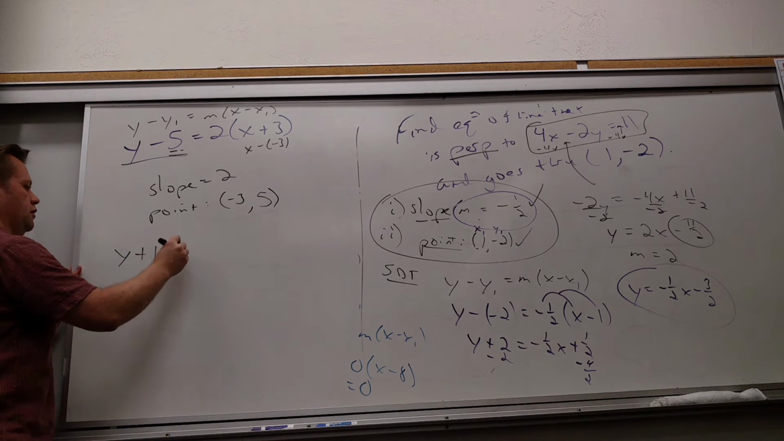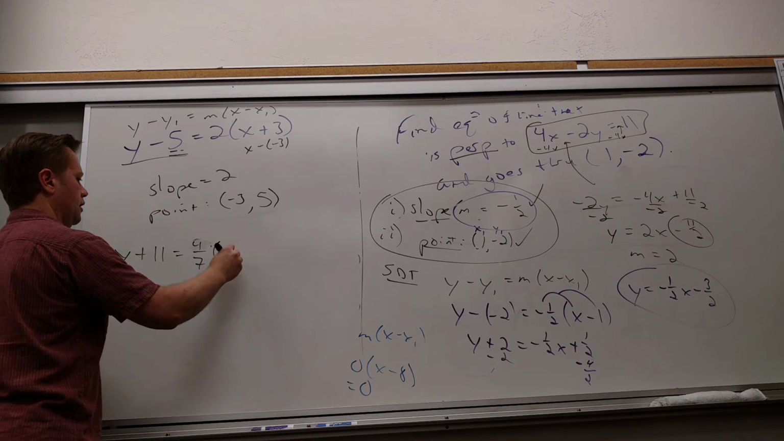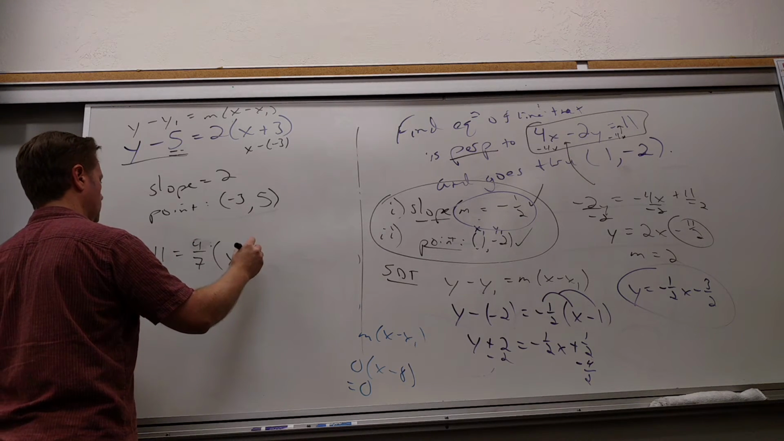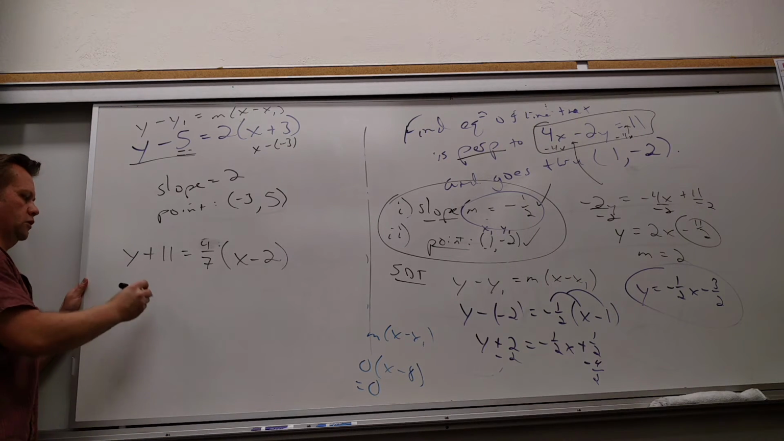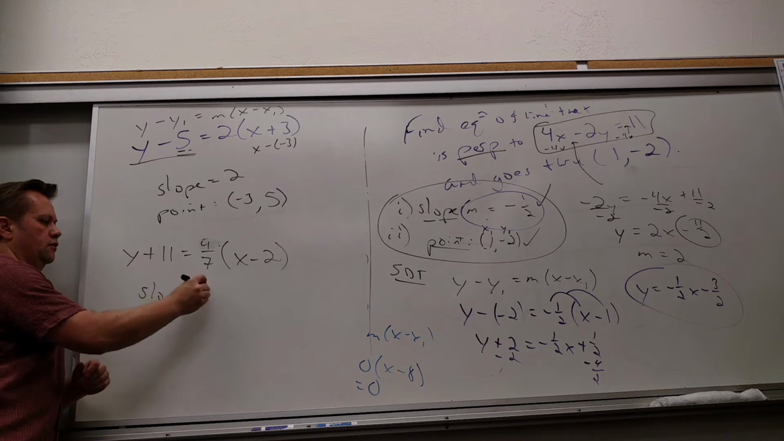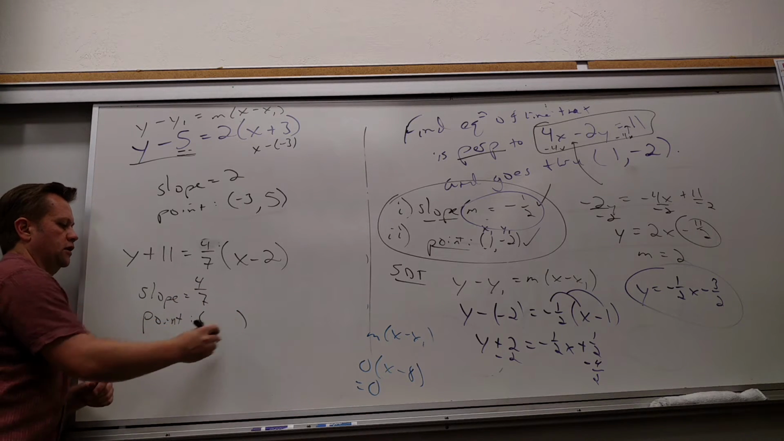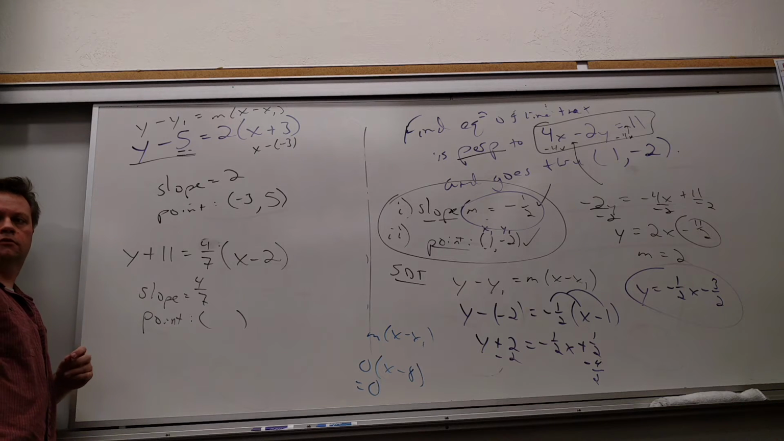Y plus 11 equals 4/7 x minus... What's the slope? 4/7. Take a second, don't say anything out loud. Write what the point is.